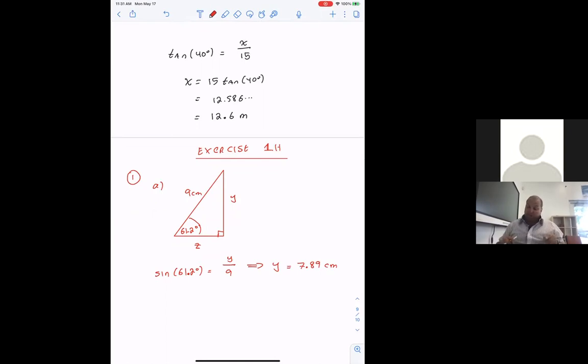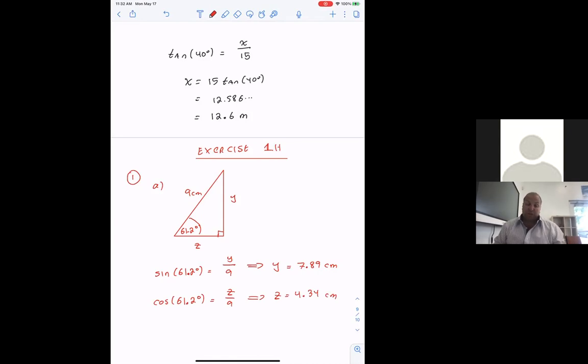One way is to say, well, now I do have 2 sides of my triangle, so I can use the Pythagorean theorem. Z squared plus Y squared equals 9 squared. Solve for Z. Nothing wrong with that. But since we're trying to get practice with trigonometry, I'll use cosine. Cosine of 61.2 degrees equals adjacent over hypotenuse. Cosine 61.2 times 9. That means to 3 sig figs, Z is equal to 4.34 centimeters.